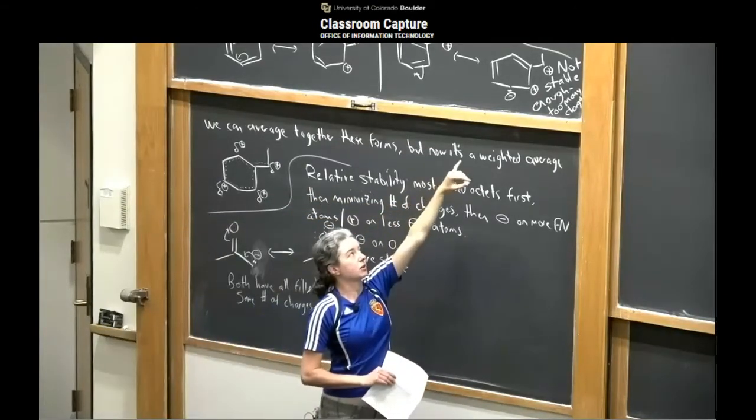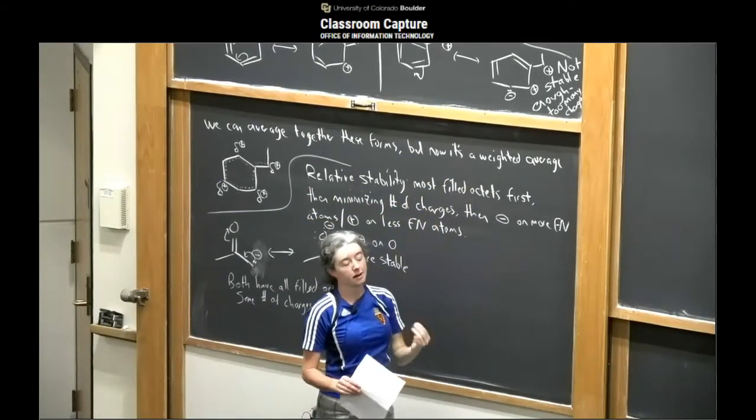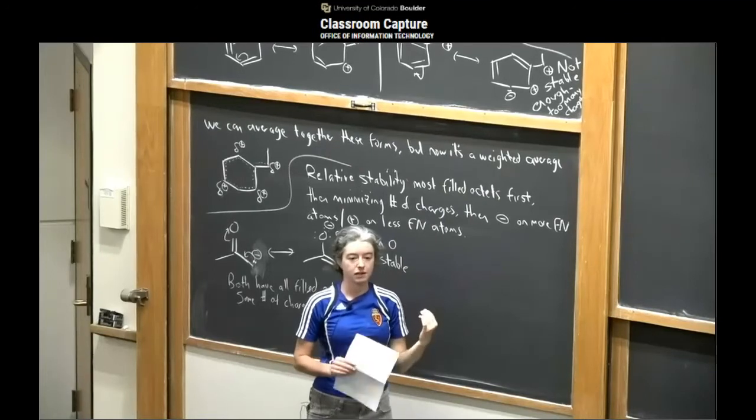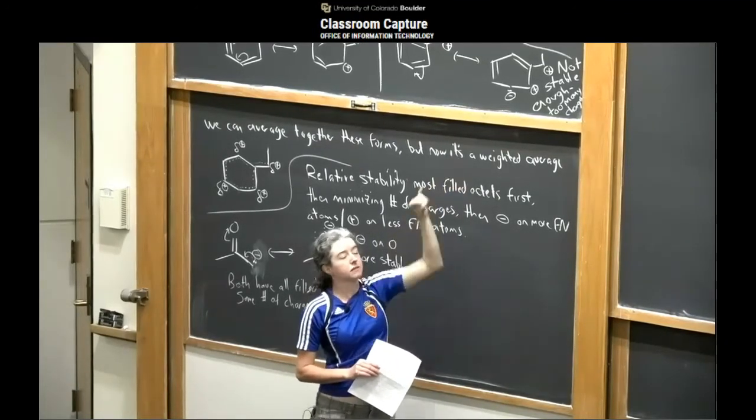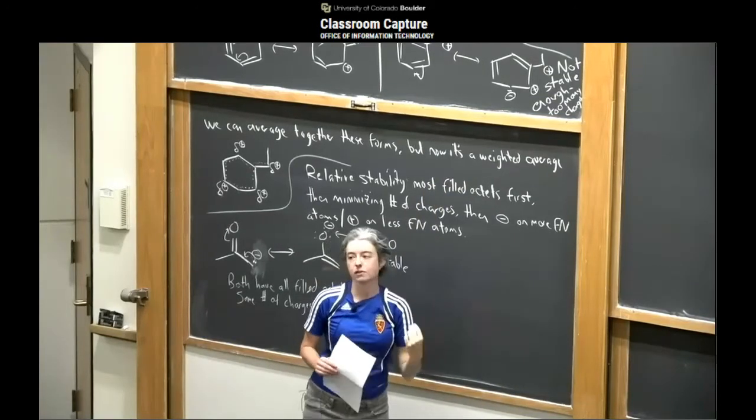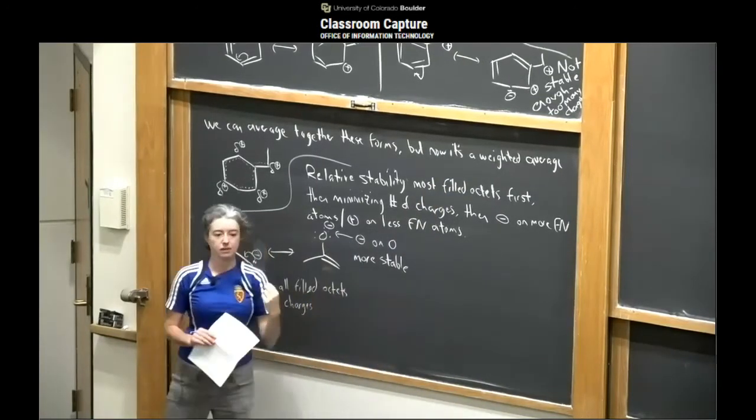Not only does it have more charges overall, but if you look at carbon with a positive charge, that actually has an unfilled octet on it. And so here I've actually gone up to 2 unfilled octet atoms as well. So that's kind of 2 strikes against that one being a major form.